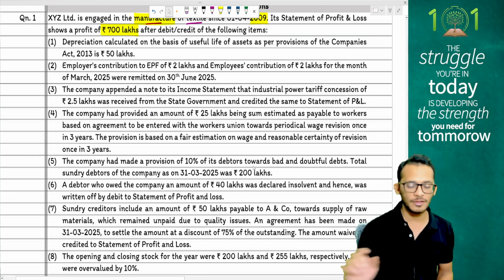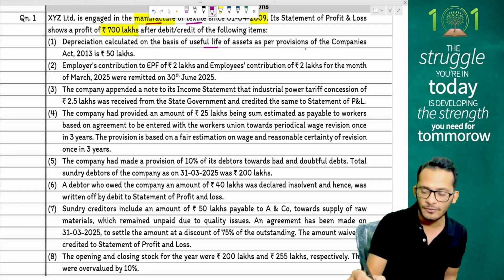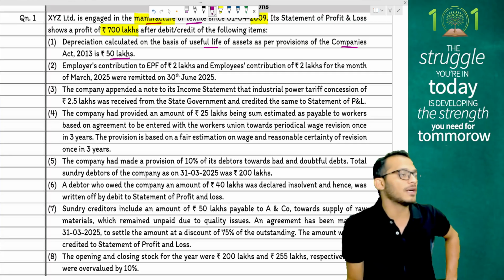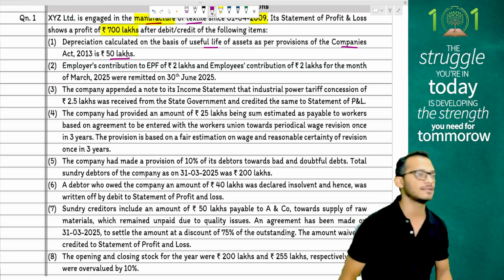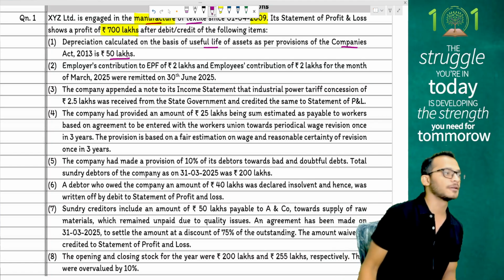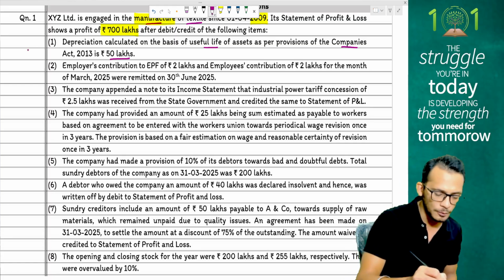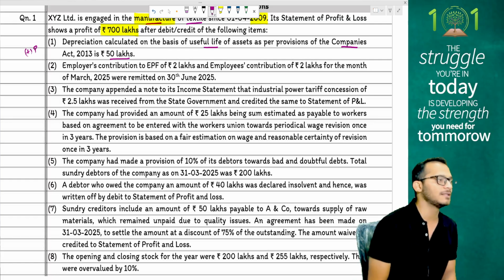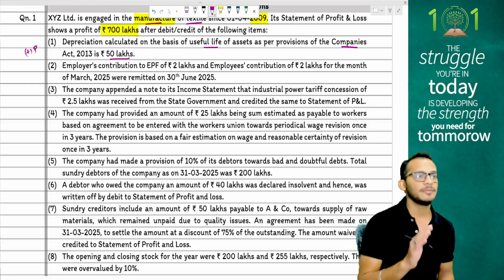Looking from the top, the first item says depreciation calculated based on useful life of the asset as per the provisions of the Companies Act is 50 lakh rupees. I have booked the depreciation in my P&L as per the Companies Act. Income tax says do it only as per income tax, therefore this amount is to be added back. So I am putting a plus and a P. Plus and a P means add in PGBP.